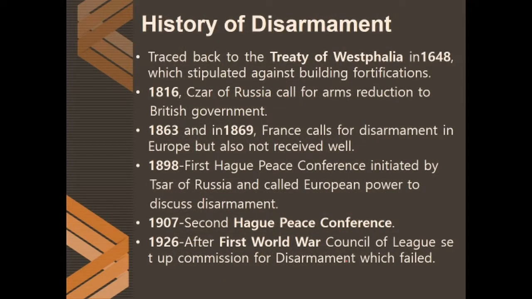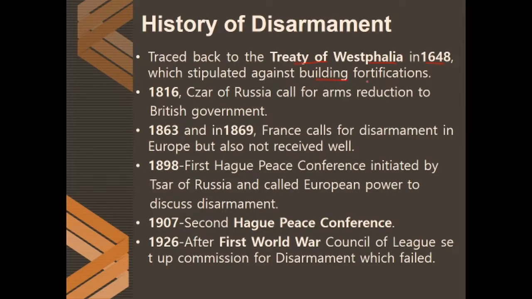What is the history of disarmament? What have been happening in the disarmament efforts throughout history? I have listed the most important events in chronological order. So disarmament history can be traced back to the Treaty of Westphalia that happened in 1648, which stipulated against building fortifications. Fortifications are basically walls that are built around a particular state to protect it from the attack of the enemy. So in the Treaty of Westphalia, it was stipulated against building fortifications.